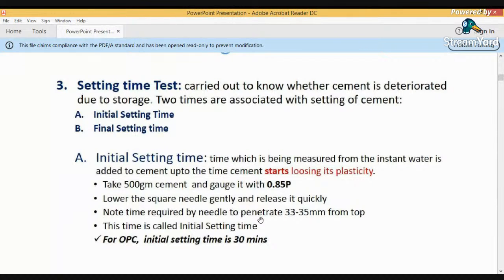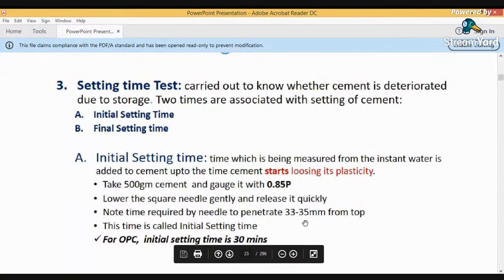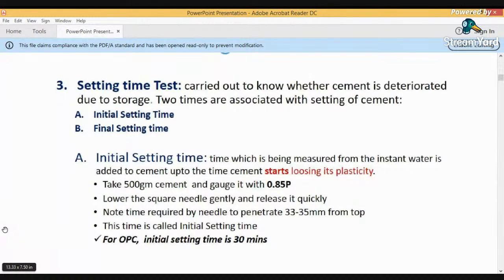From that time, you have to record the time when the needle penetrates to a depth of 33 to 35 millimeter from the top of the mold. That time you have to record. This time is called initial setting time. You have to remember, for ordinary Portland cement, initial setting time is generally reported as 30 minutes.